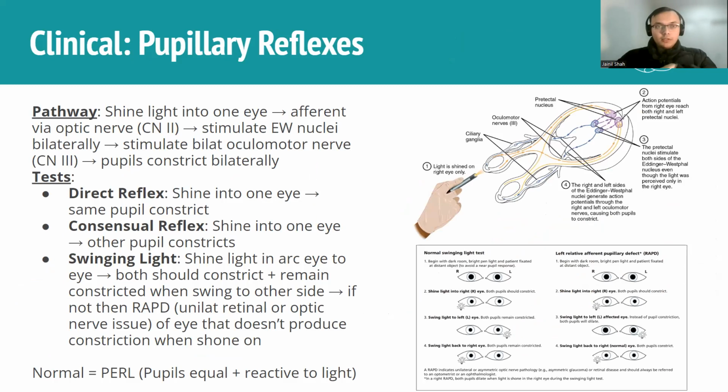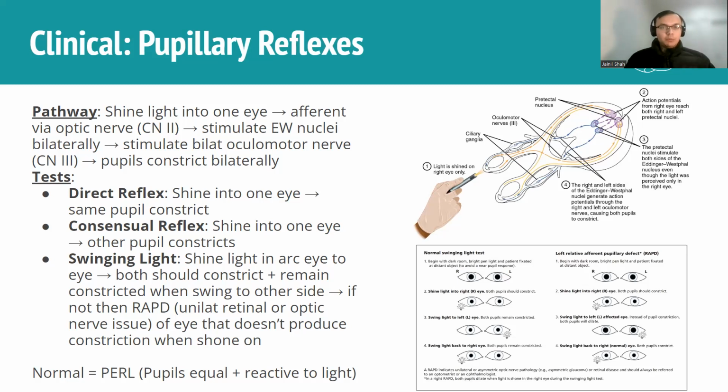It's testing the optic nerve, but also the efferent part, which is the oculomotor nerve. So when someone asks you what the pupillary reflex is composed of, don't just give the afferent component, the optic nerve, but also the efferent component, which is cranial nerve 3. When you shine light into one of someone's eyes, the afferent signal is conveyed via the optic nerve, cranial nerve 2. It goes to the pretectal nuclei, but most importantly, it stimulates the Edinger-Westphal nuclei on both sides bilaterally. Notice how we shone light onto one eye, but ended up stimulating bilateral cranial nerve nuclei.